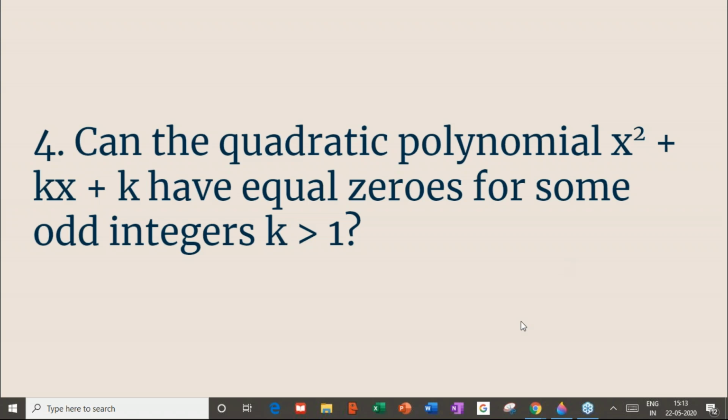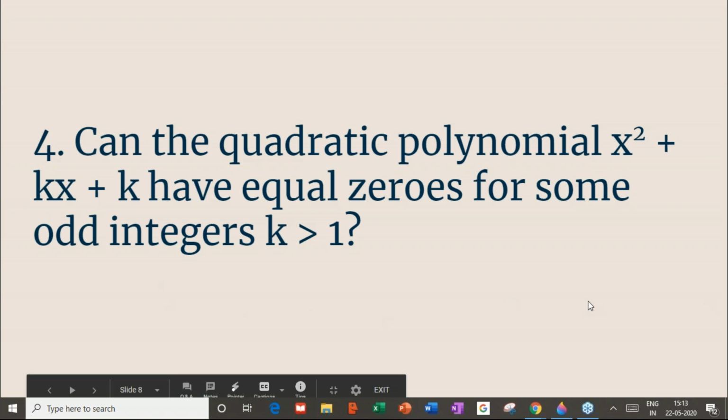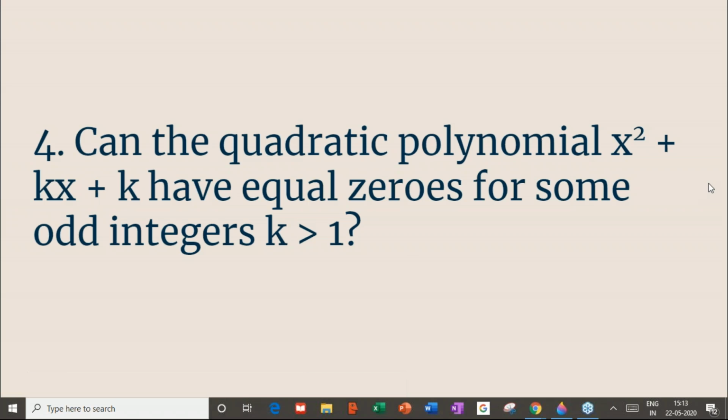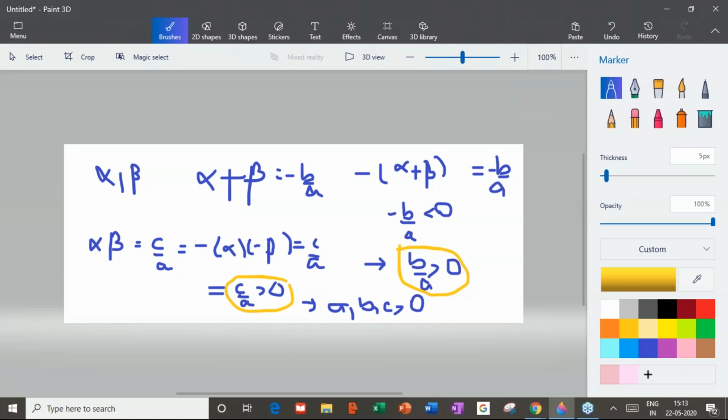Ritisha, I had given 5 questions as homework last class, so I'm just going through them. Once again, I'm going through the solution so that in case you have any doubts, we can get it clarified. Okay, I finished 3 sums. I'm on the 4th one now. Can the quadratic polynomial, okay. So basically, I think I had put this on the group also.